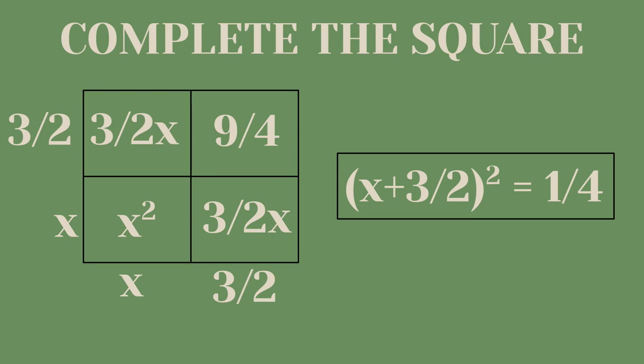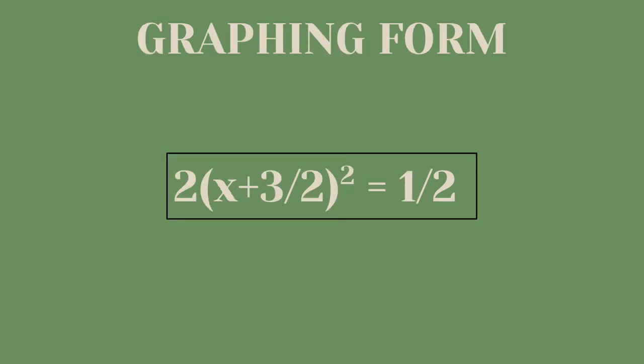So once we complete our square normally, as if our a value is 1, we would get quantity of x plus 3 over 2 squared equals 1 over 4. But now we have to account for that 2 that we factored out before. So we multiply both sides of the equation by 2, which gives us 2 quantity of x plus 3 over 2 squared equals 1 over 2. So now that we have our equation, in order to put it into graphing form, all we have to do is move the 1/2 from the right side of the equation to the left side of the equation. So our equation in graphing form is 2 quantity of x plus 3 over 2 squared minus 1/2.